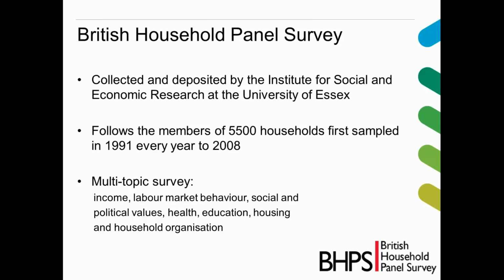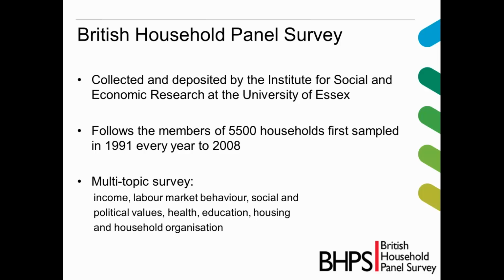One of the main ones is the British Household Panel Survey. Now, this followed members of 5,500 households who were first sampled in 1991, and they were interviewed every year up until 2008. Now, this is a multi-topic survey, so it will include a whole host of information such as people's labour market behaviour, their income.